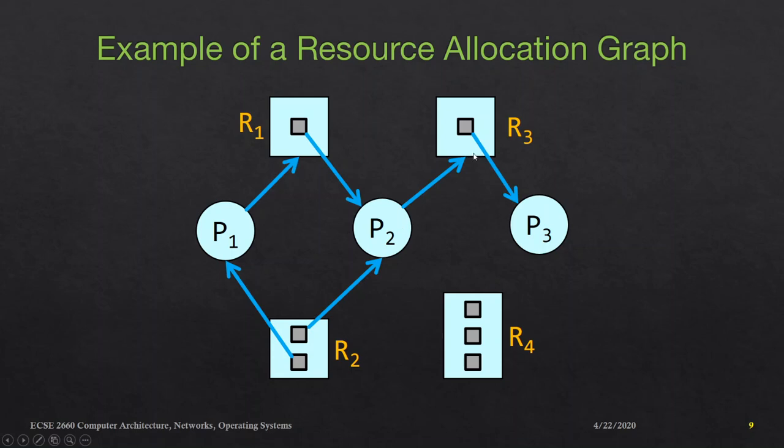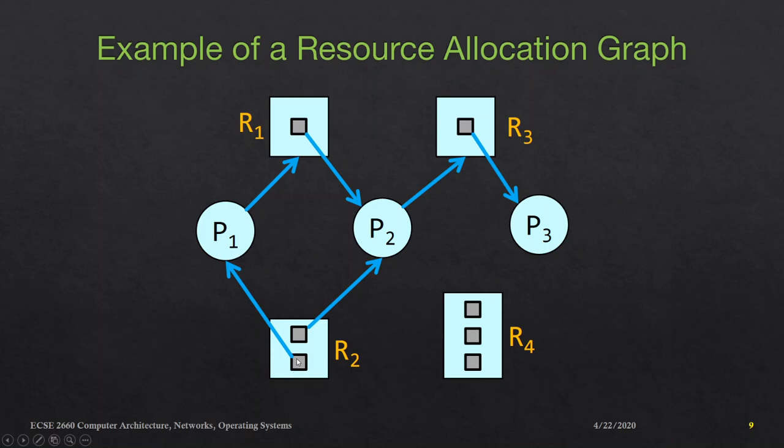Now, essentially, how will the system progress? Well, P3, because it has already been assigned R3, can finish. Once it finishes, this particular instance of R3 will be available that P2 can use. P2 already has its resource type, and R3 just became available. So P2 can finish.